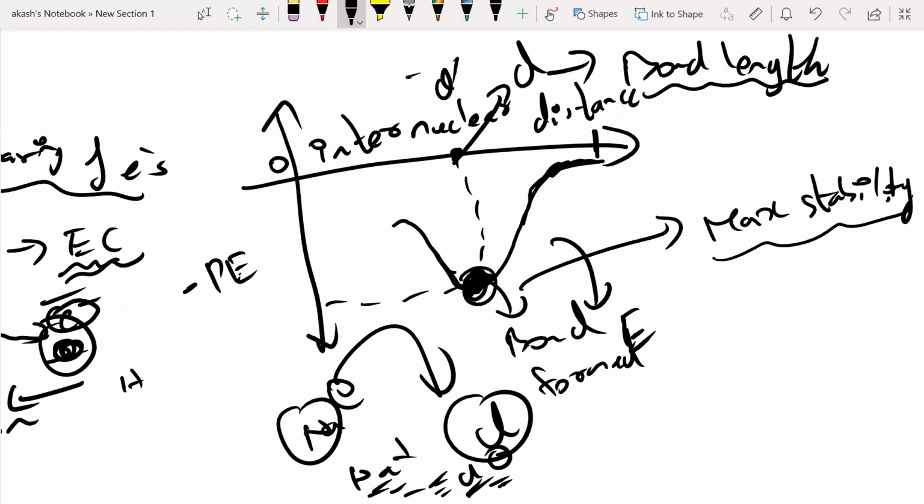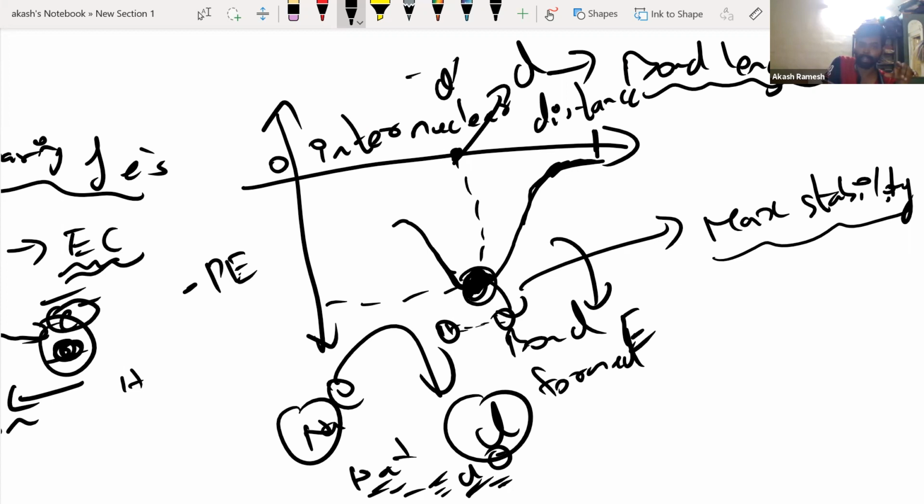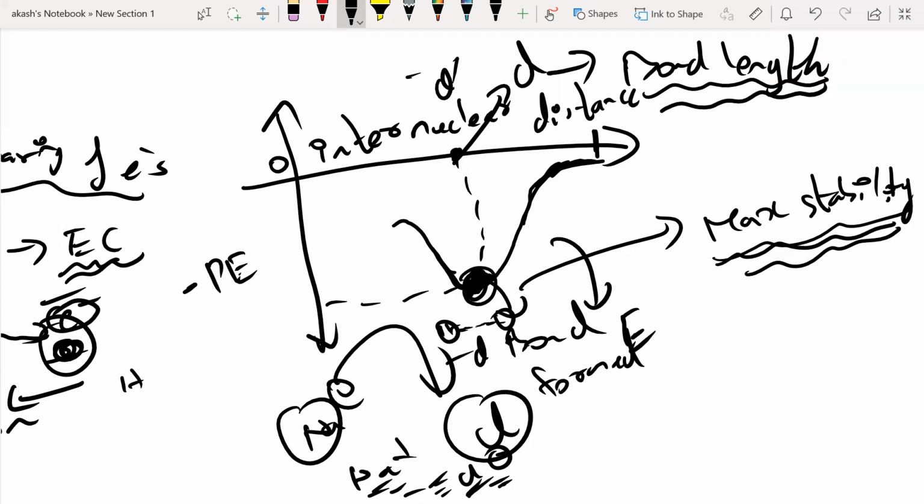Can you explain bond length? Yeah, sure. So the hydrogen atoms will be here: one hydrogen atom, second hydrogen atom. There will be some distance between them. They cannot come any closer. So this is the point where they have maximum stability. That distance is what is given on the x-axis. Now that distance between the two nuclei when I have maximum stability is what is called the bond length. Okay, sir.